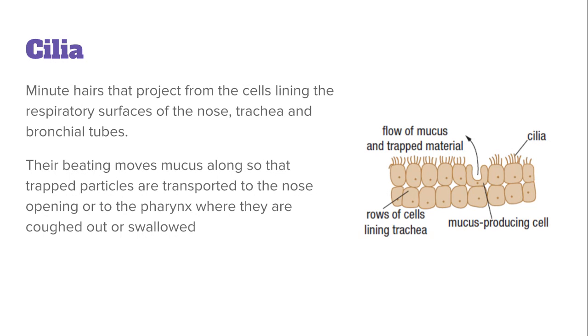Our third example is cilia, and these are very small or minute hairs that project from cells lining respiratory surfaces. So that is in the nose, the trachea, and the bronchial tubes. The way in which they beat helps to move mucus along so that the particles are trapped inside the mucus, and then they're transported to an opening, whether that's the nose or the pharynx, where we cough them out or swallow them to ensure they are non-effective in becoming a pathogen.